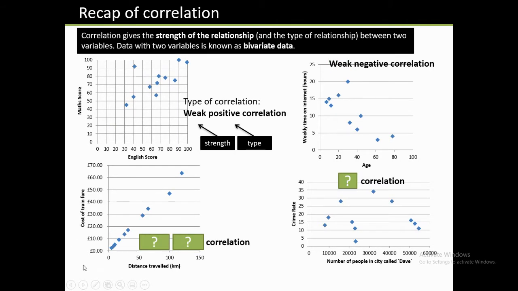Bottom left down here, bottom left to top right. So as distance goes up, the cost of the fare goes up. So it's positive. And this time it's very close to a straight line, so we can say it's a strong positive correlation. And then the final one down here, the number of people in a city called Dave and the crime rates. Well, there doesn't seem to be any sort of pattern whatsoever. So we can fairly confidently say there's no relationship between the two, and therefore there is no correlation.